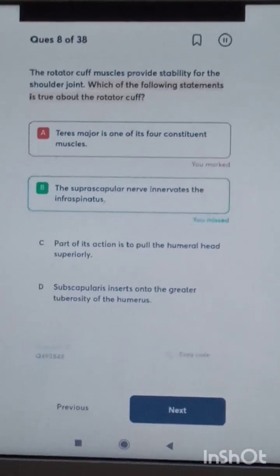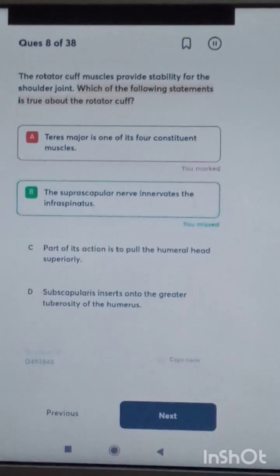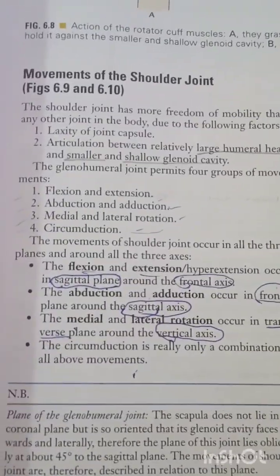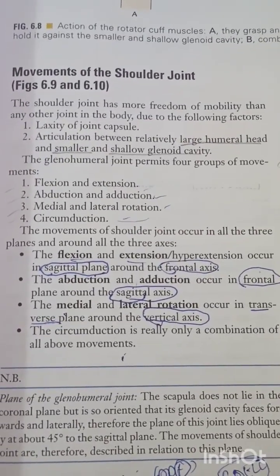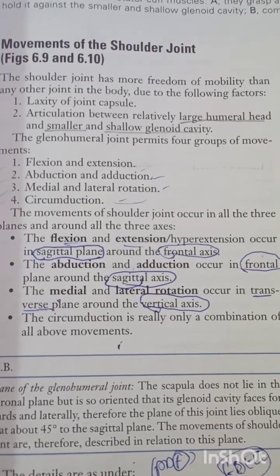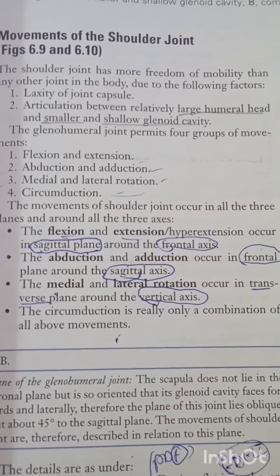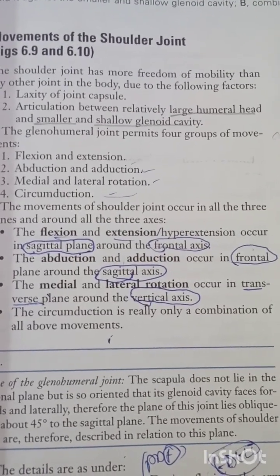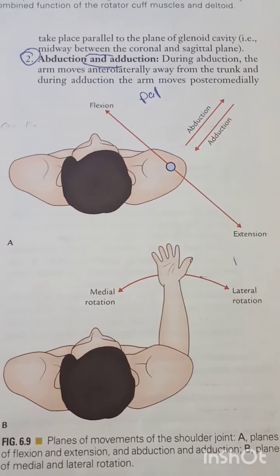Let us study about C and D also. Part of its action is to pull the humeral head superiorly. Let us see about the action. Flexion and extension occur in the sagittal plane around the frontal axis. Abduction and adduction occur in the frontal plane around the sagittal axis. This is flexion and extension, and that is abduction and adduction.